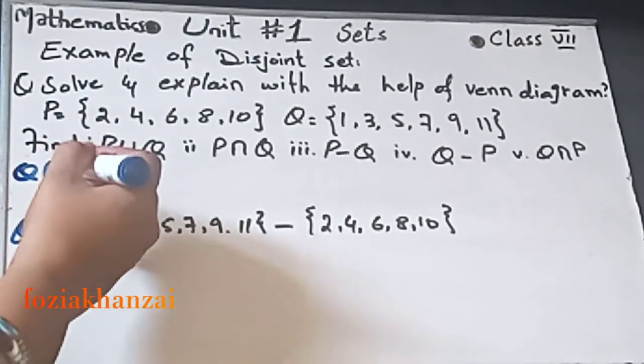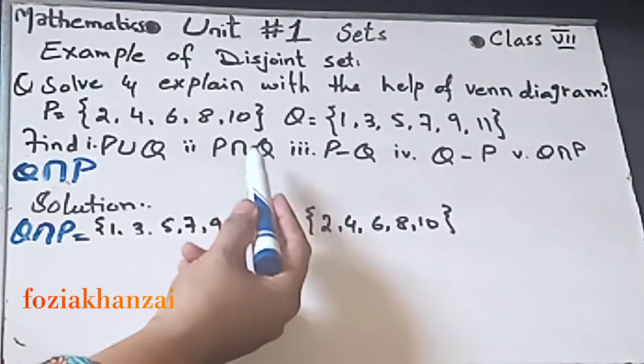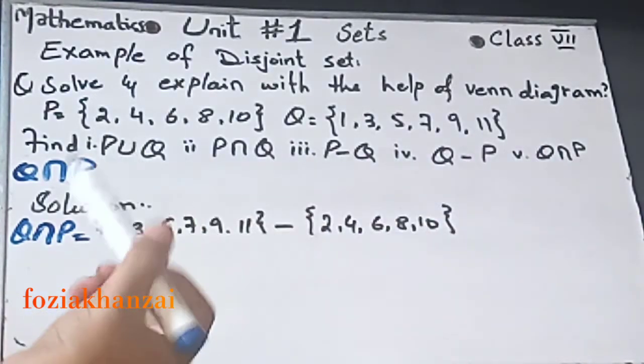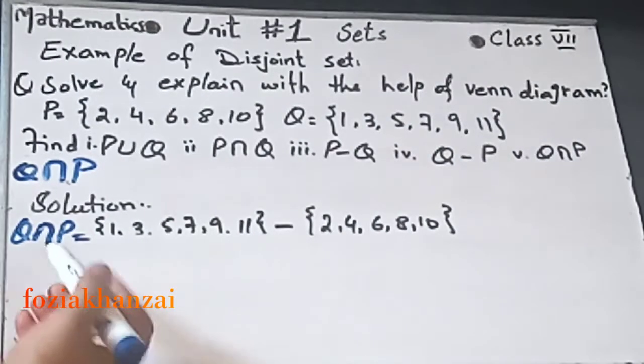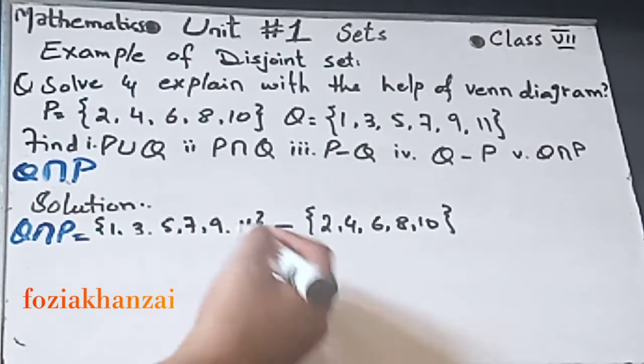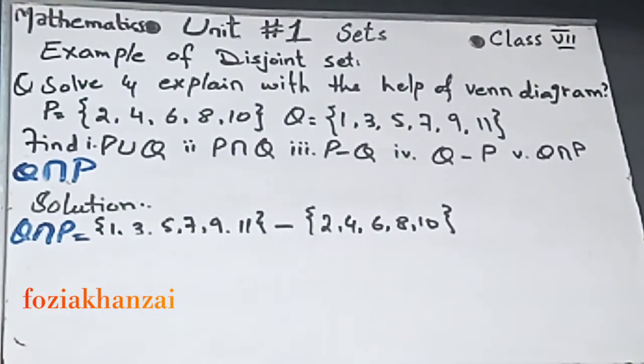Next part, Q intersection P. In the second part we found P intersection Q, then Q intersection P. So first we write down elements of set Q, 1, 3, 5, 7, 9, 11. Then we write down elements of set P. In intersection, we just take out the common elements in the answer. For the answer, we just write down the common elements in Q intersection P or P intersection Q.